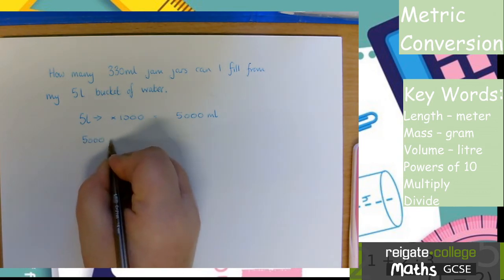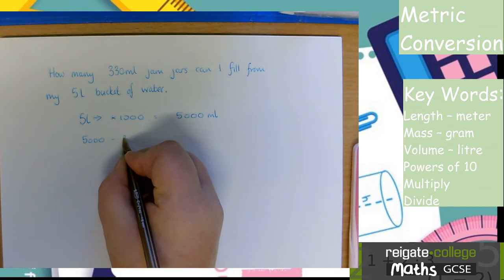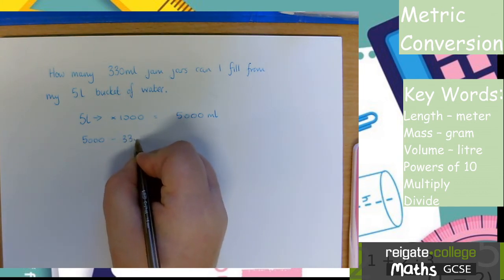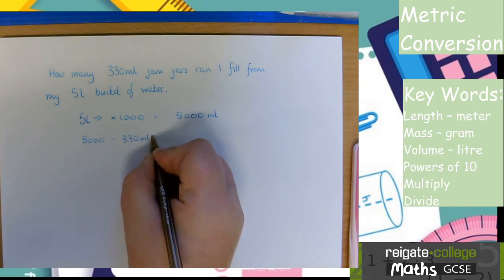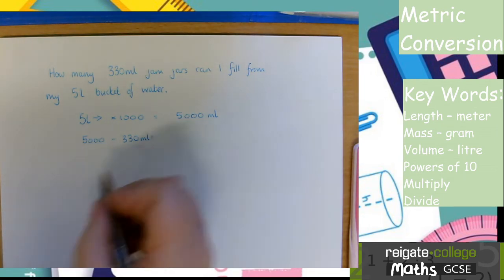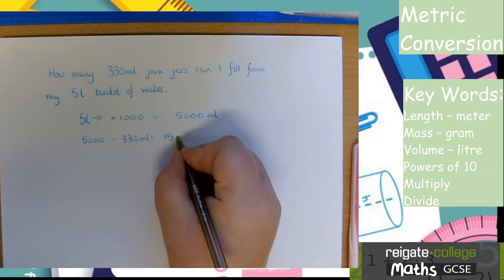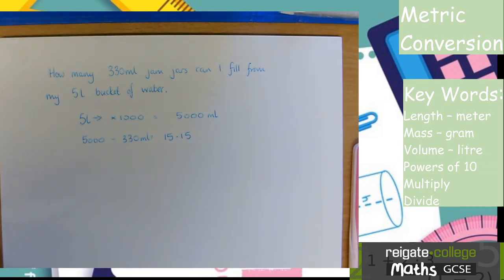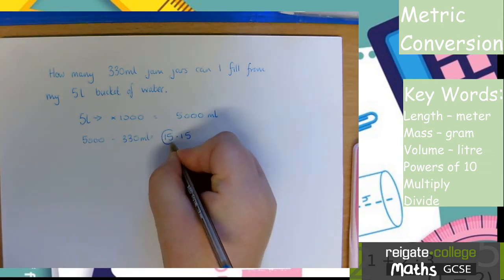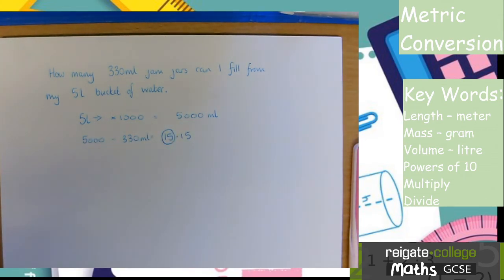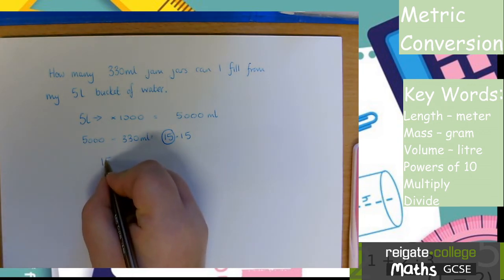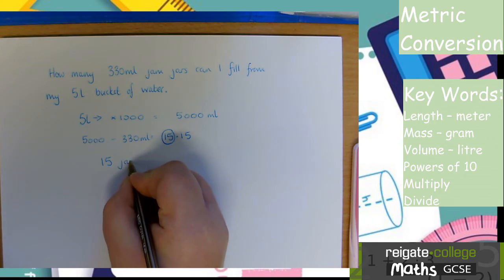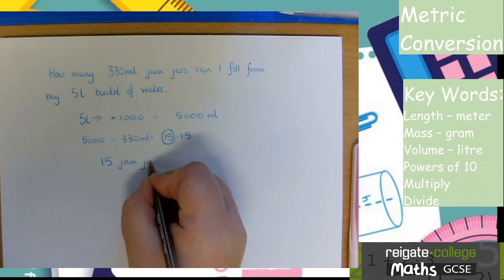5,000 millilitres of water divided by 330 millilitres would actually give you 15.15 jam jars. But as I'm only interested in the whole jam jars I can fill, I'm rounding this to the nearest whole number. So I can fill 15 jam jars full of water.